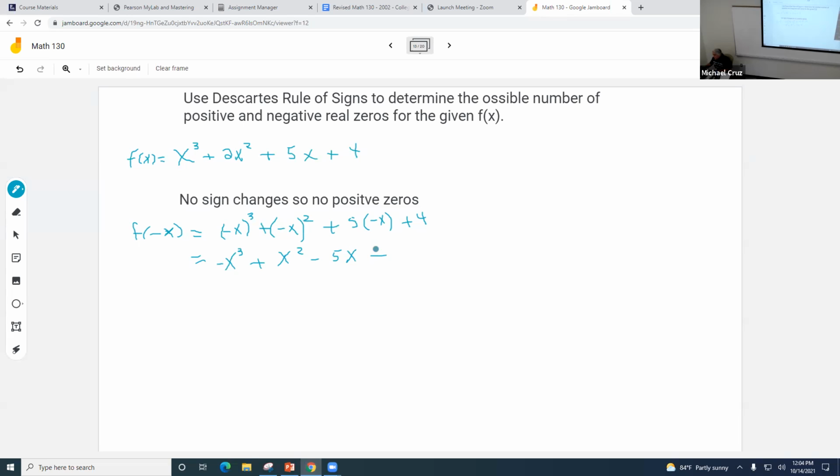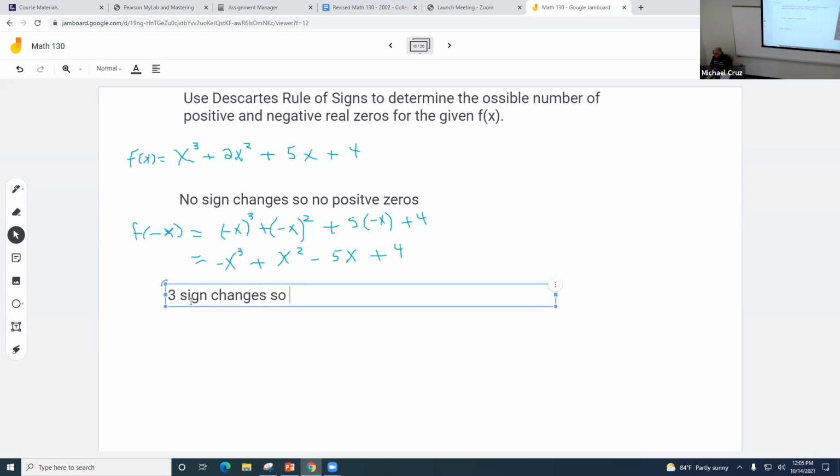All right, how many sign changes? So there's one, two, three. And two less. Okay, so that's really all there is to it.